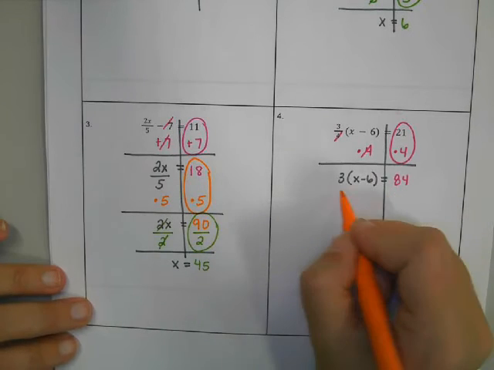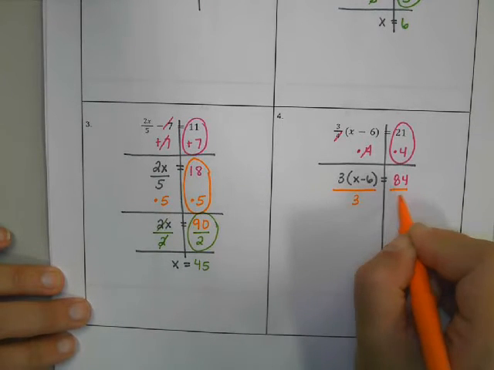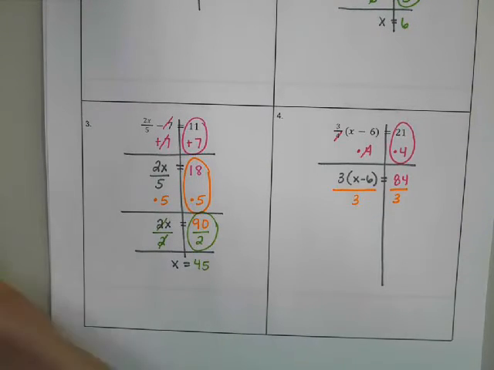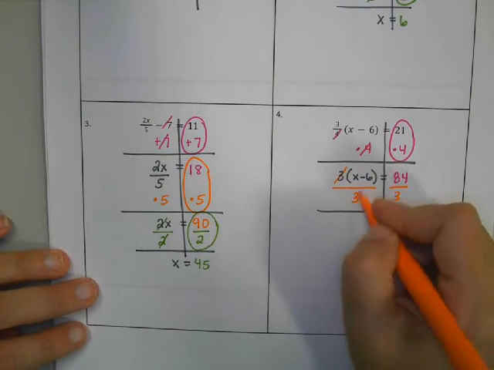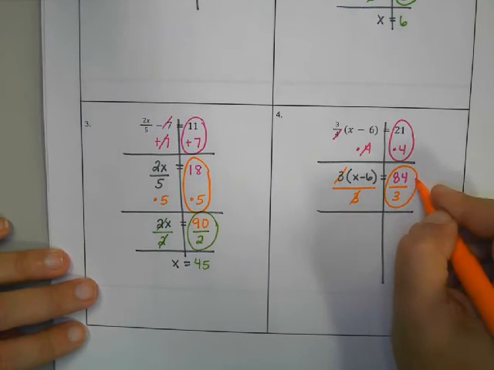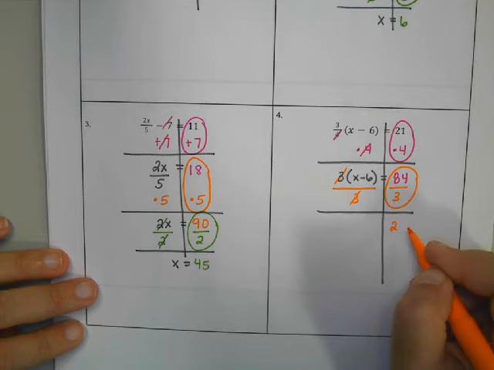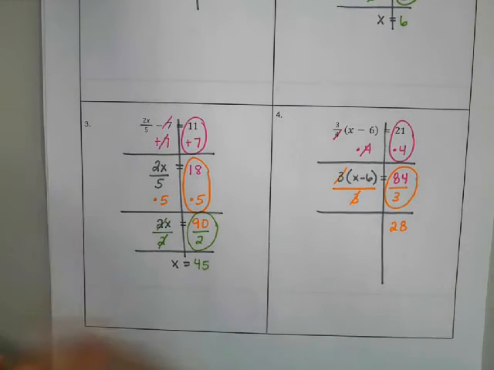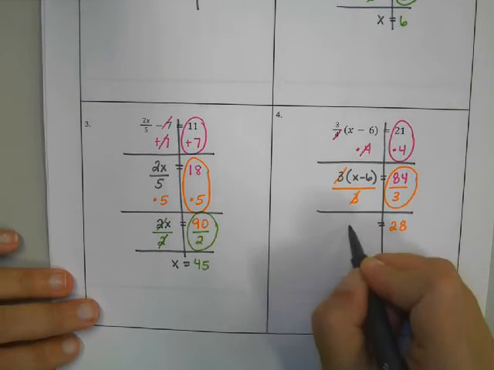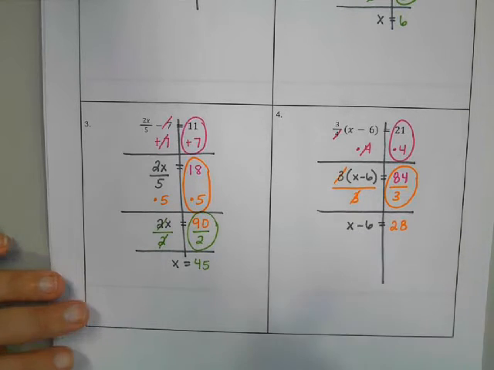Next, I'm going to divide by 3. And I'm going to divide by 3 because division is the inverse of multiplication. So 3 divided by 3 cancels, 84 divided by 3 would be 28. And I'm going to drop down my x minus 6.